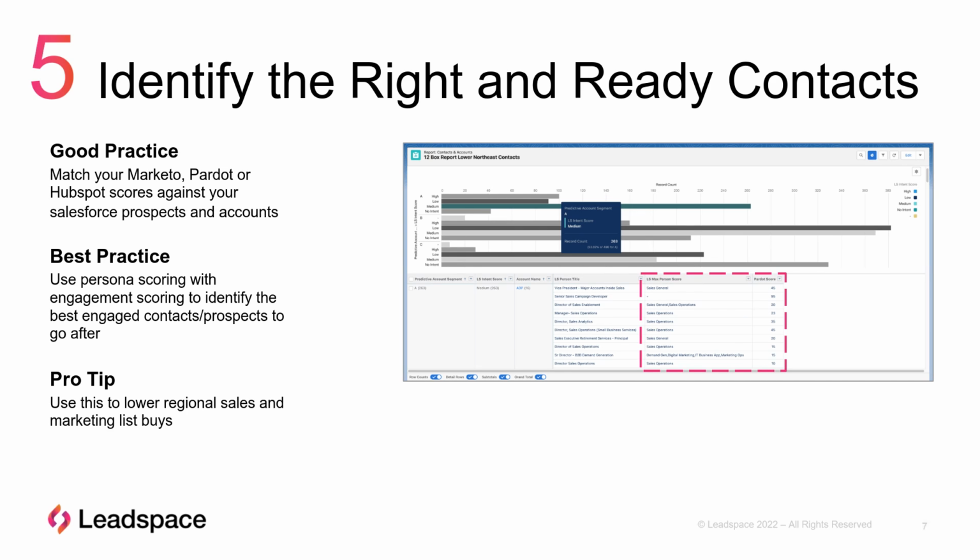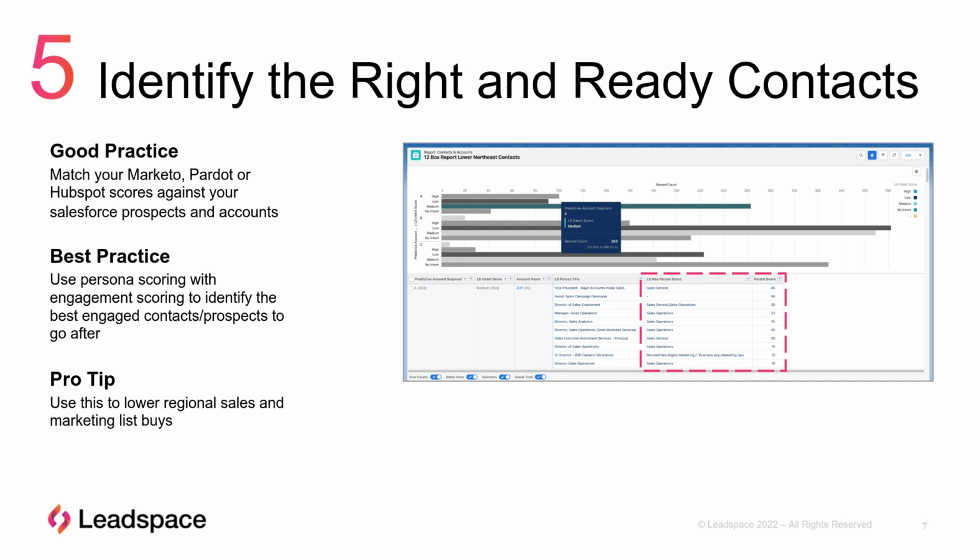So the good practice would be you need to match up your different databases. And again, this is one of the things we help people with. So you need your marketing automation, whether that's Marketo, Pardot, HubSpot, others where you're doing scoring, aligned and integrated with your Salesforce prospects and account model. And that's just your good practice. The best practice, and this is the next level, is persona scoring, which is at the person level, using that with engagement scoring to identify who the best people are to talk to in an account.